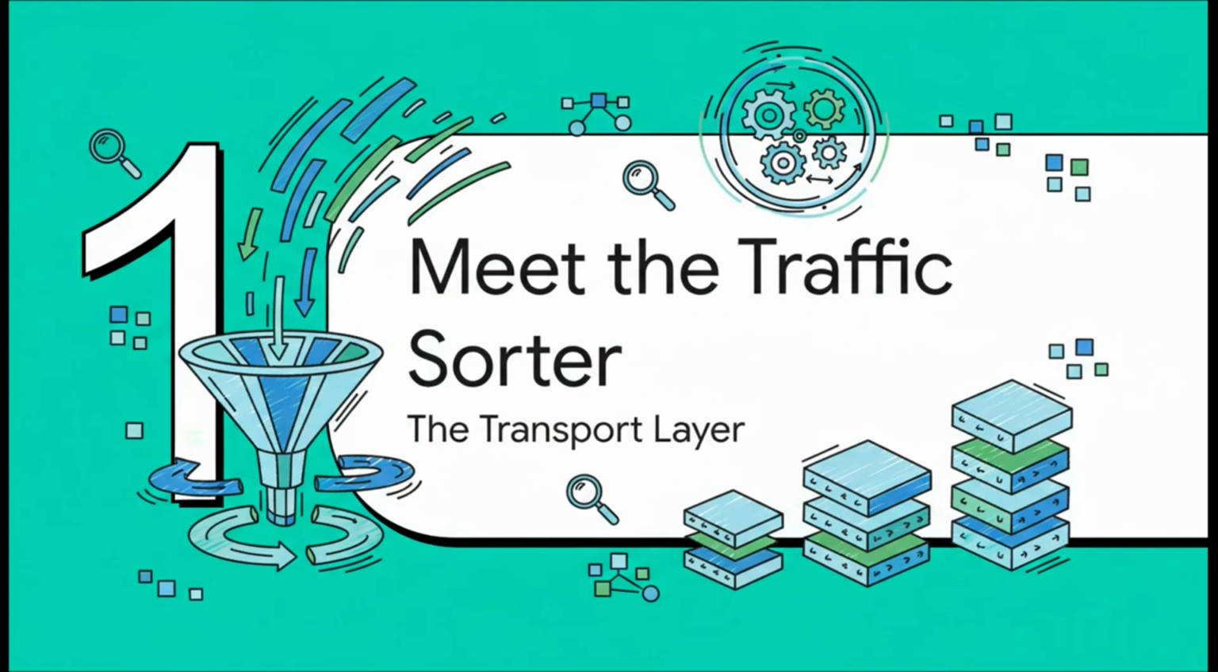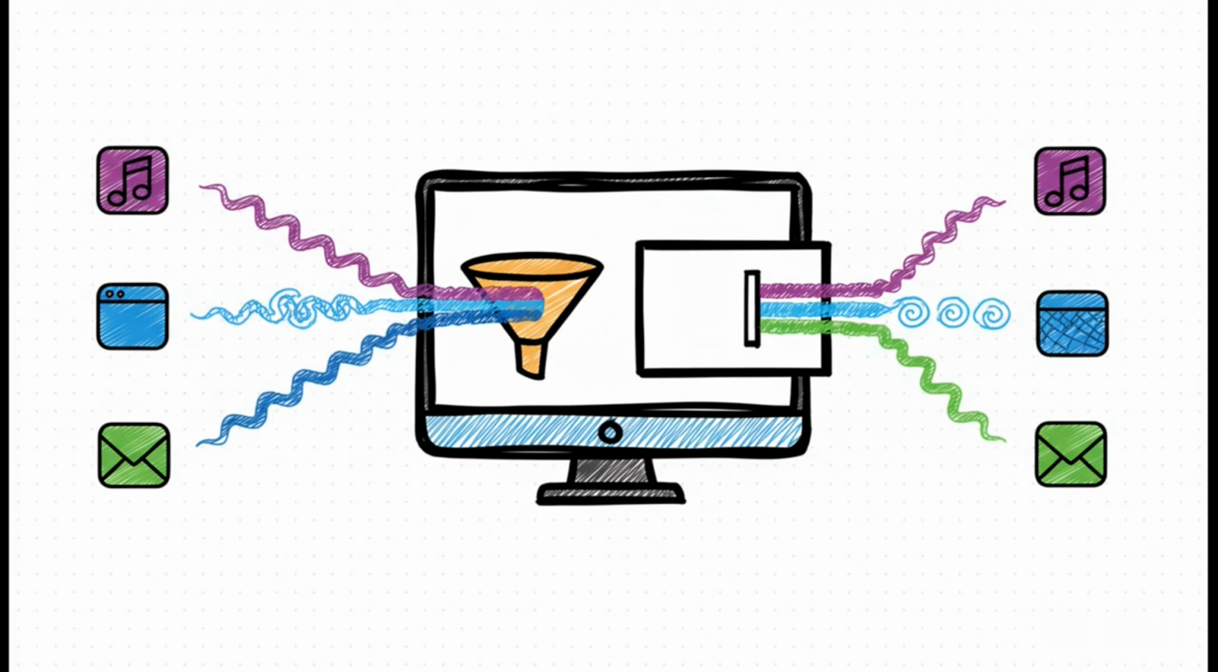So, the secret sauce is deep inside your computer's networking system, in a part of the stack called the transport layer. And the best way to think of it is as a super efficient, super smart traffic sorter, directing this constant flow of information with just incredible precision. Now, this traffic sorter manages a two-way street.